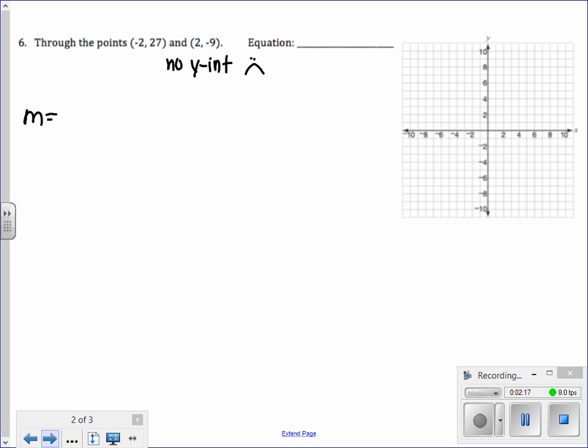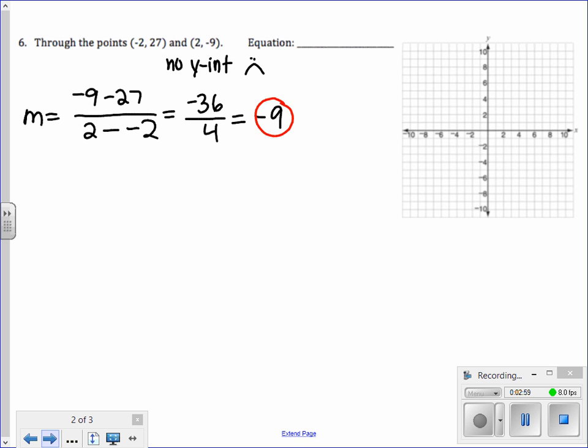First of all, I start by calculating the slope. In order to find the slope, I'm going to take y2, which is -9, minus 27. Then I'm going to take the x's, 2 minus -2. Now, -9 minus 27 ends up being -36 over 4. A negative divided by a positive is always negative, and 36 divided by 4 is 9. So I know I have the slope of -9. That's a good thing to know.